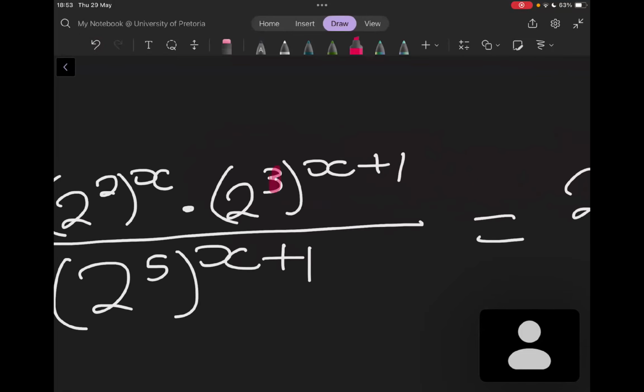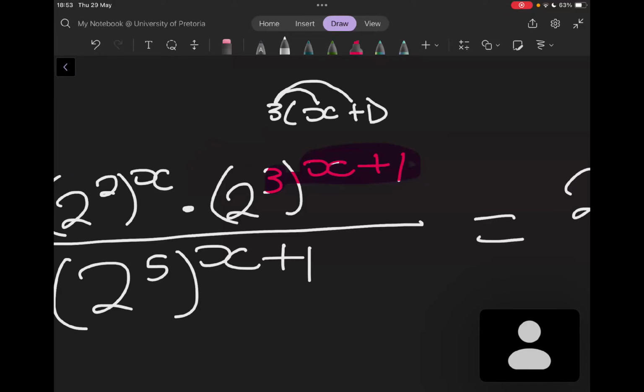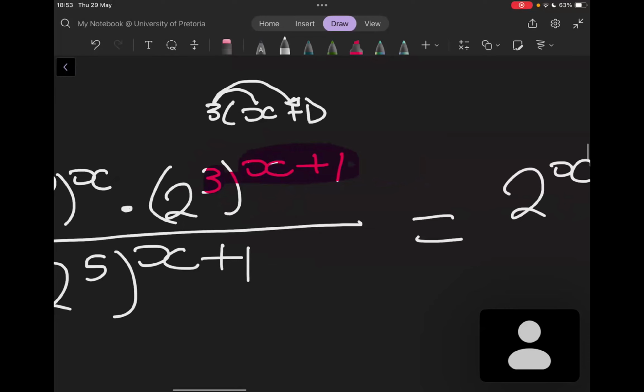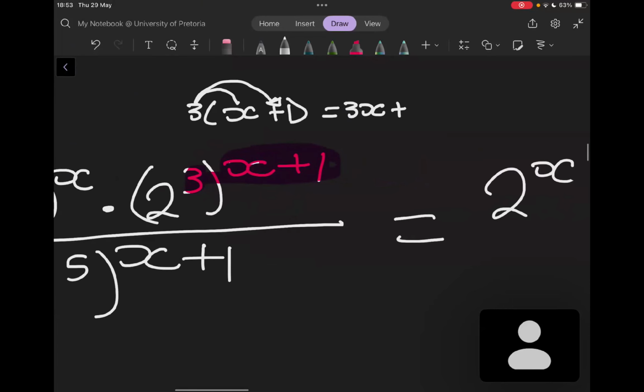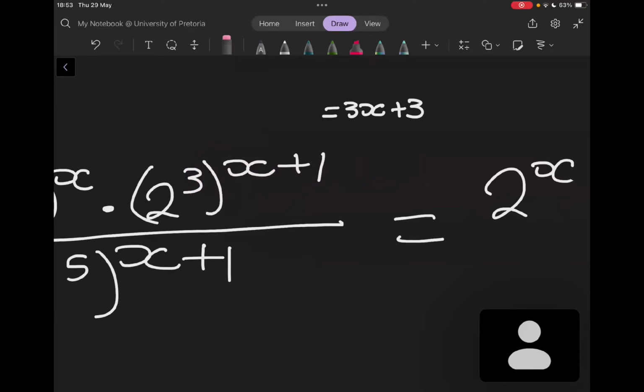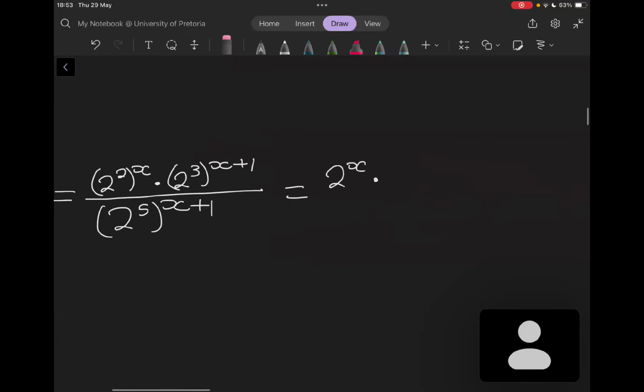We have this 3, and we multiply this 3 into this expression over here. How we do that is just have 3 times whatever's inside the brackets. And as you know, we just distribute this 3 in, meaning that we end up with 3x plus 3. Well, let's write that out.